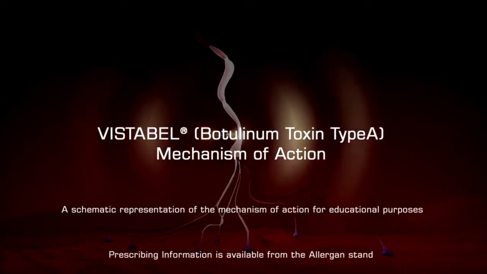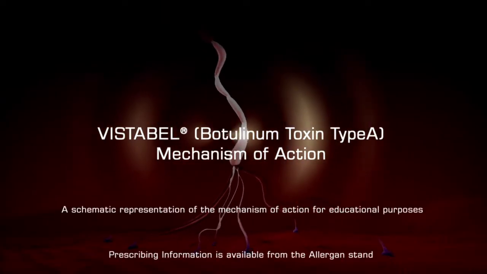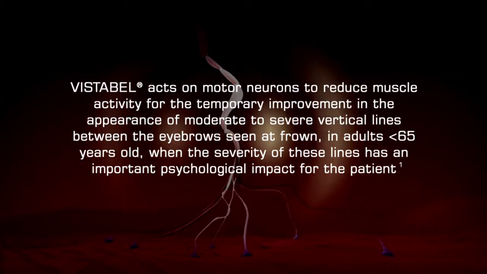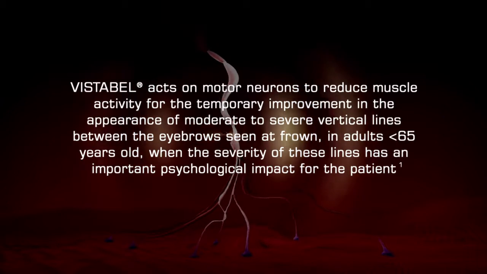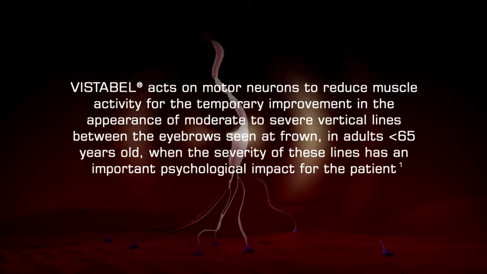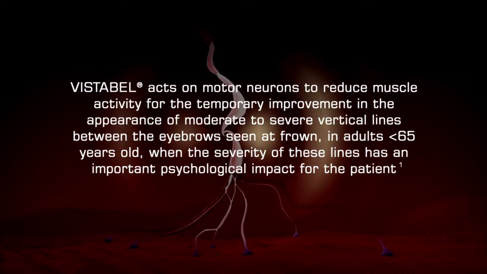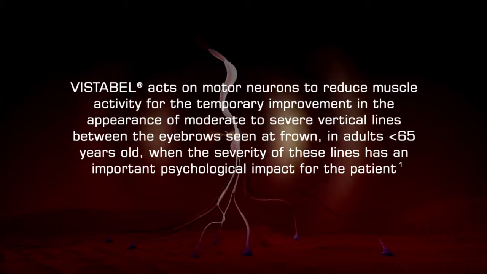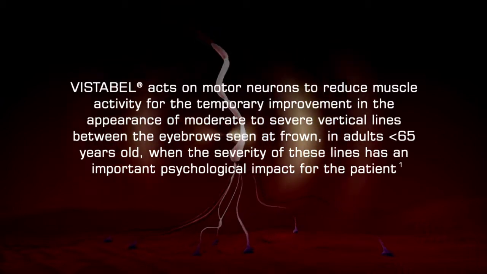In this video, you will see how Vistabel acts on motor neurons to reduce muscle activity for the temporary improvement in the appearance of moderate to severe vertical lines between the eyebrows seen at frown in adults up to 65 years old, when the severity of these lines has an important psychological impact for the patient.